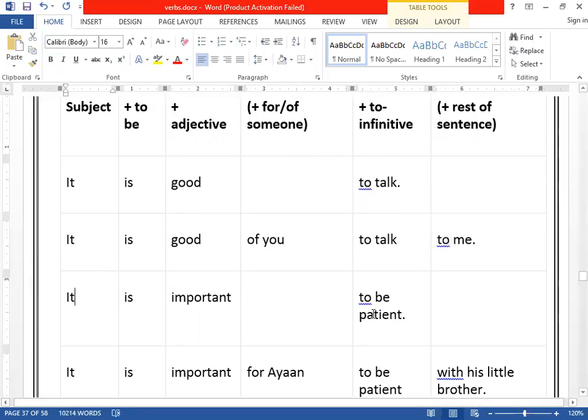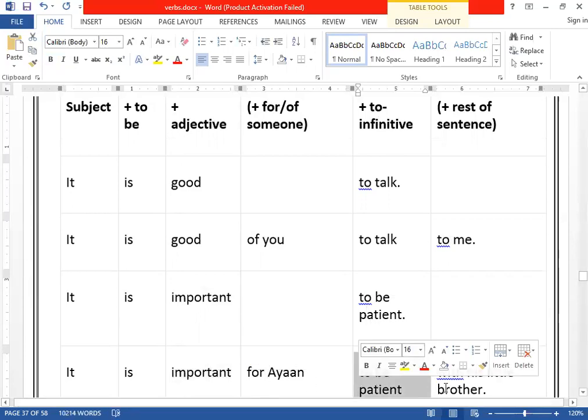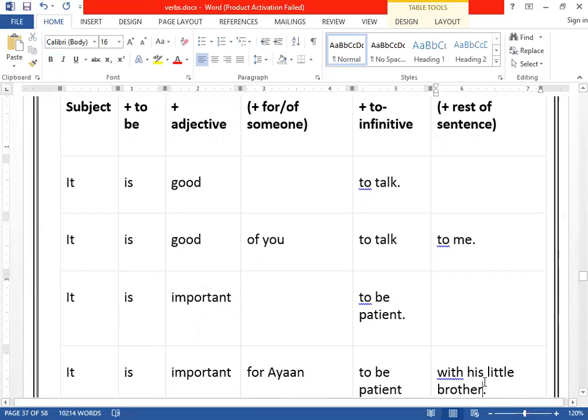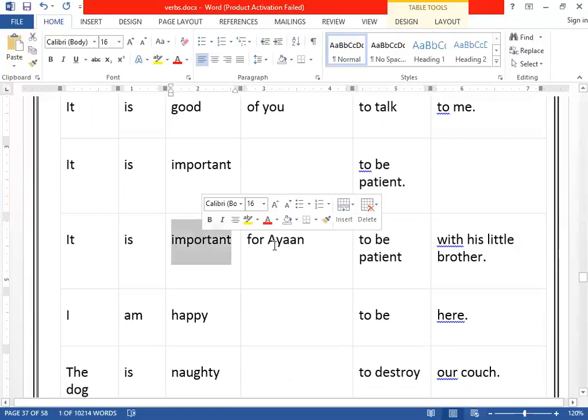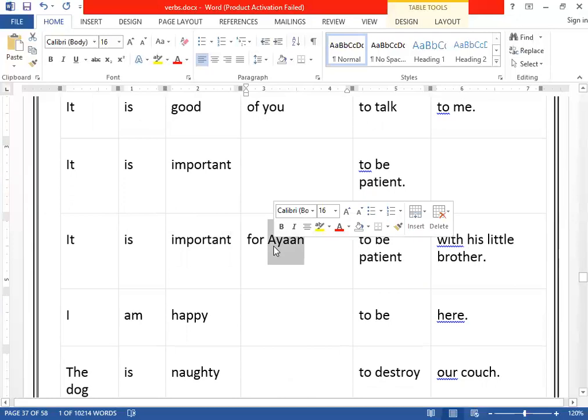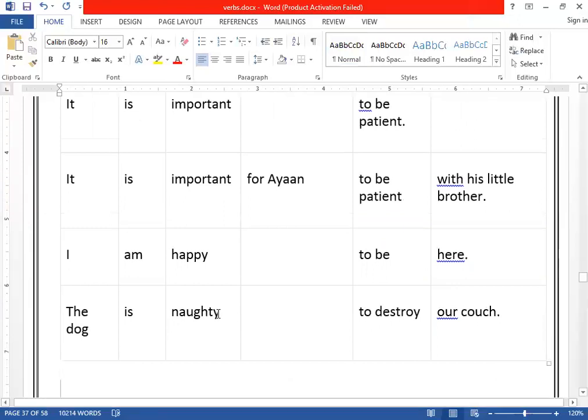It is important to be patient. Important is an adjective, to be is an infinitive. It is important to be patient. It is important for Ayan to be patient with his little brother. I'm happy, adjective. I'm happy to be here. To destroy, infinitive.